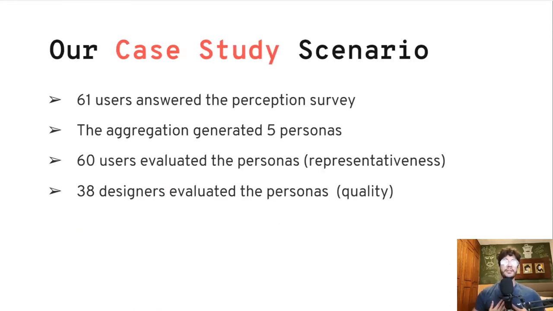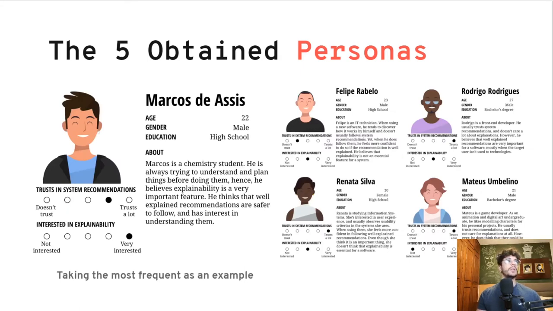In our case study scenario, the proposed approach for persona creation and evaluation is investigated in this study with the participation of 61 users in the first step, which is the data collection, and 60 users and 38 designers in the fifth step, which is the evaluation. The obtained results include a set of 5 distinct personas with explainability context. All of the steps will be explained in the following slides. Here are the 5 obtained personas: Marcos, Felipe, Renata, Rodrigo, and Mateus.